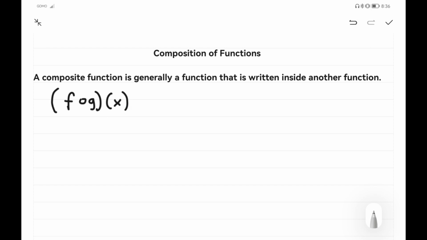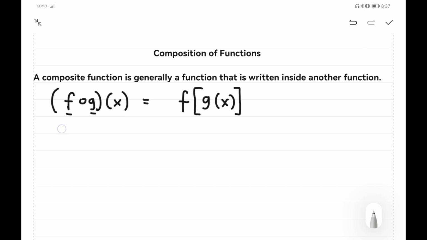So dito sa f composite of g of x, meron tayong inner function at meron din tayong outer function. Dito sa composition of function, si g of x will serve as the domain of our outer function. So whatever the value of our g of x, siya po yung magiging domain ng ating outer function, which is yung f of x.